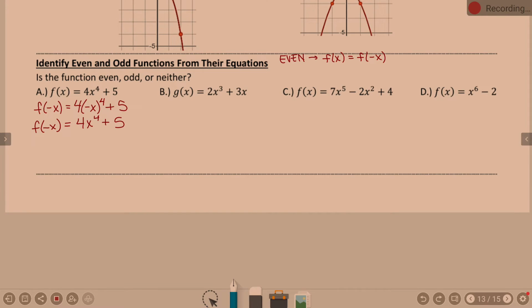What do you notice here? f of x was 4x to the 4th plus 5. What's f of negative x? 4x to the 4th plus 5. Are they equal? Yes. We just showed that f of x is equivalent to f of negative x. And which rule does that follow? Even.